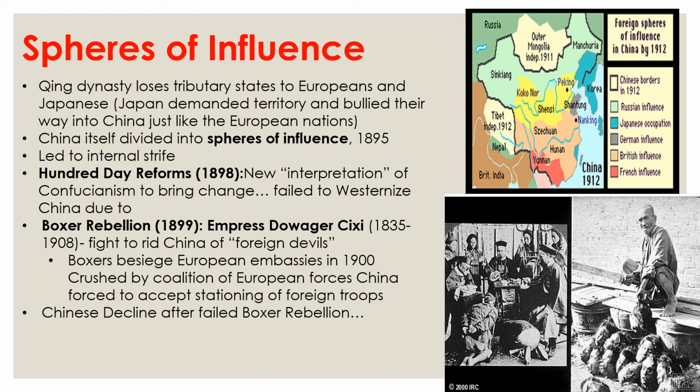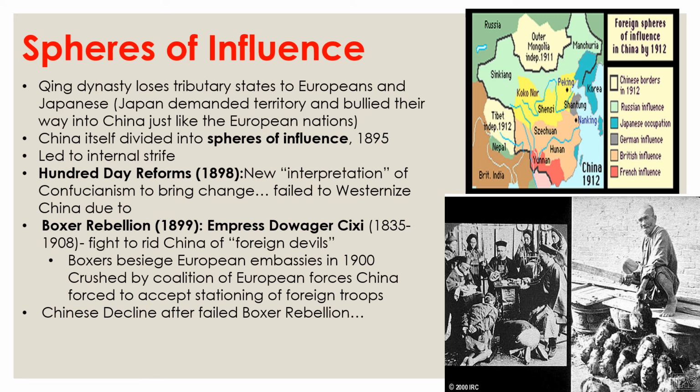The Qing dynasty loses tributary states to the Europeans and to the Japanese. Japan demanded territory and bullied their way into China, just like the European nations did. And China itself would be divided into spheres of influence by 1895, meaning that all those areas were dominated ultimately by European or other foreign powers economically. And really, even though they didn't have political boots on the ground, because they had their armies there, they were able to really dominate the region. In other words, the Chinese authorities were puppet governors only.